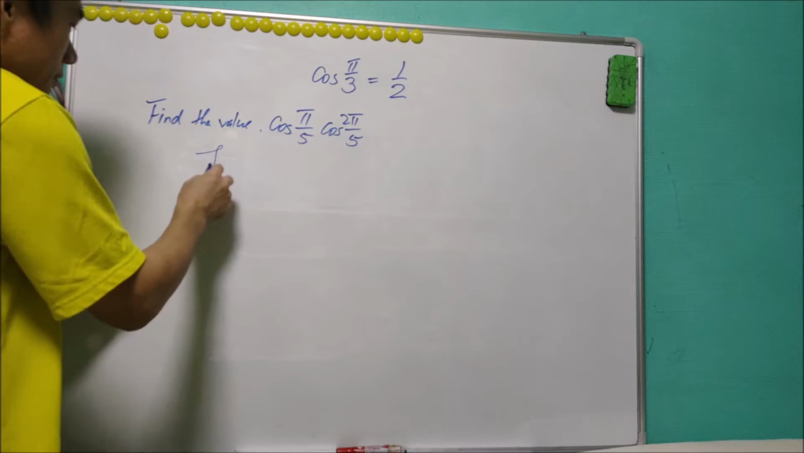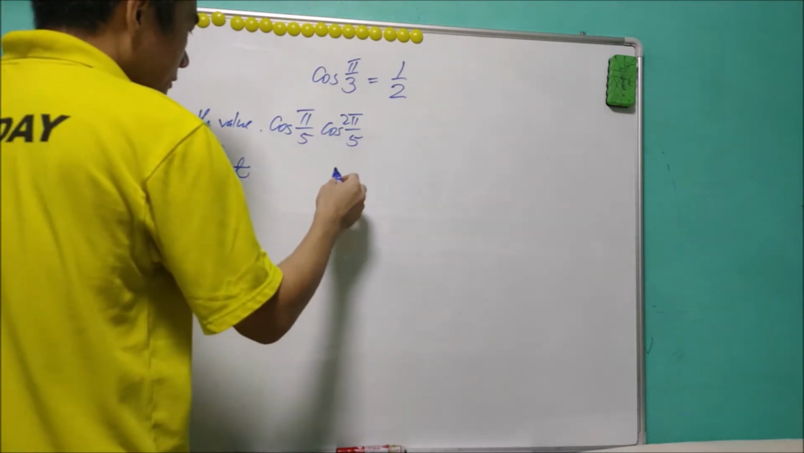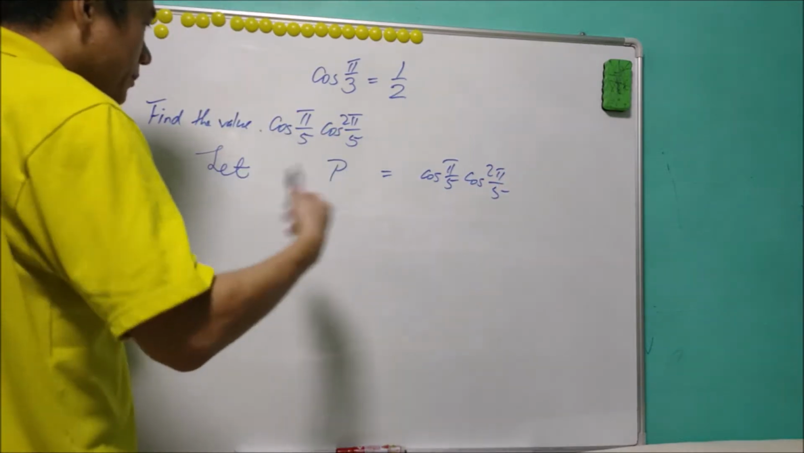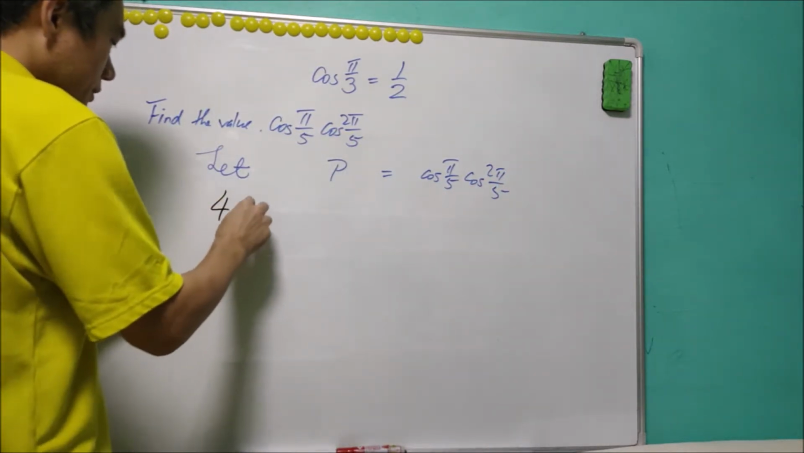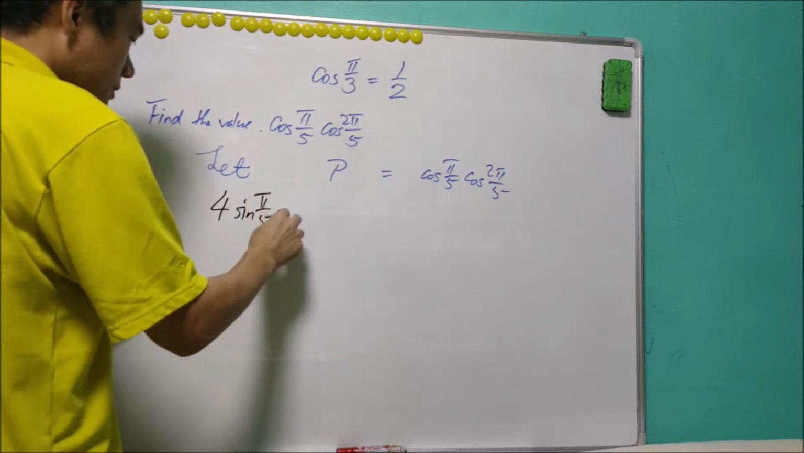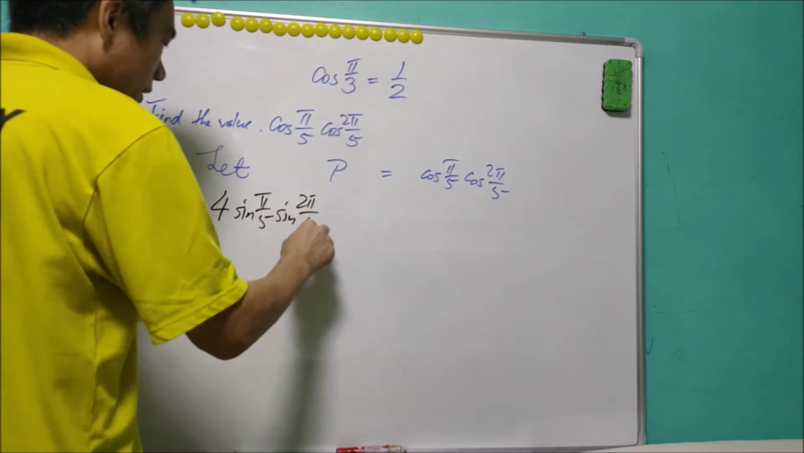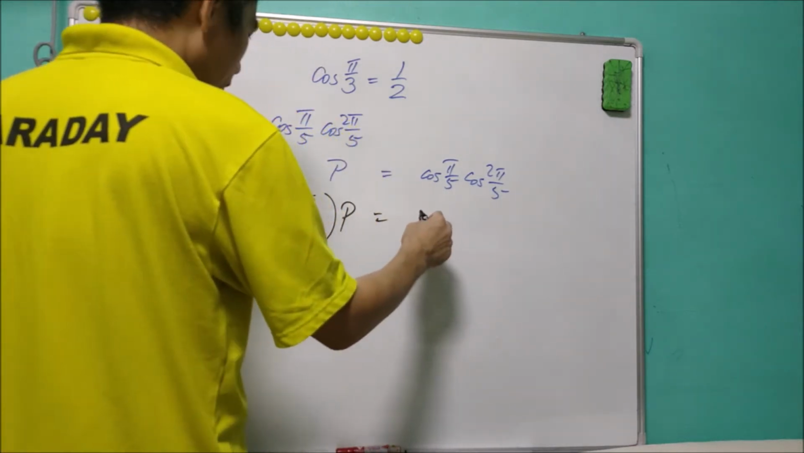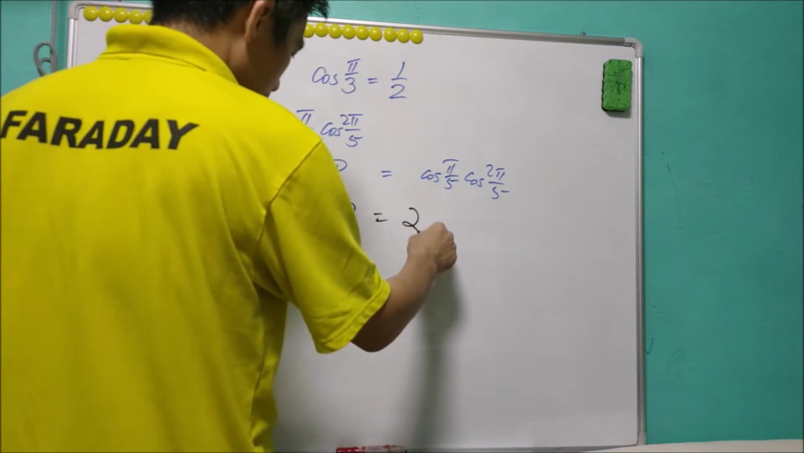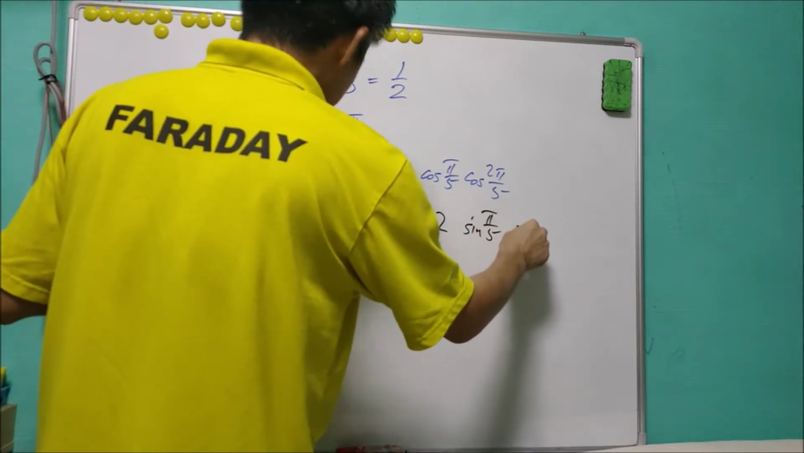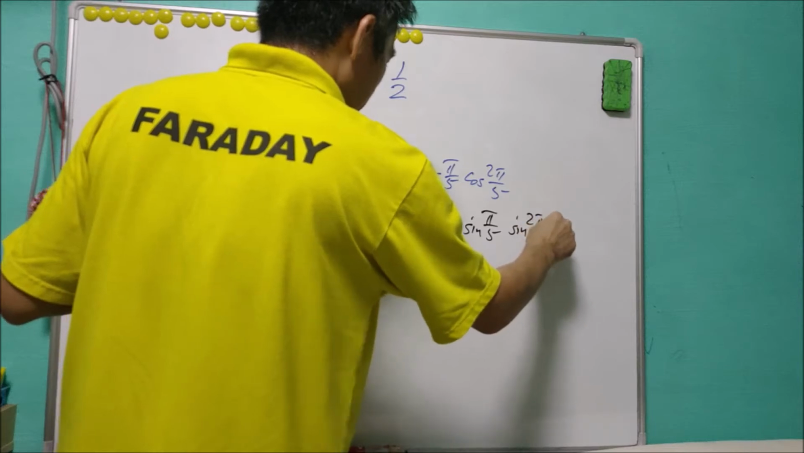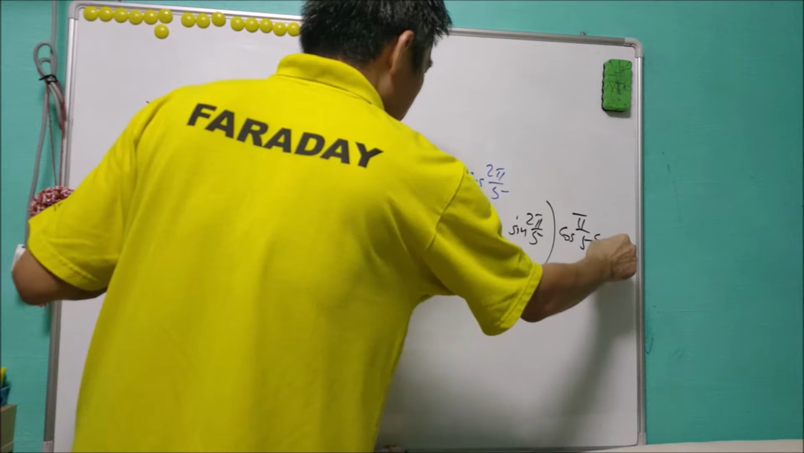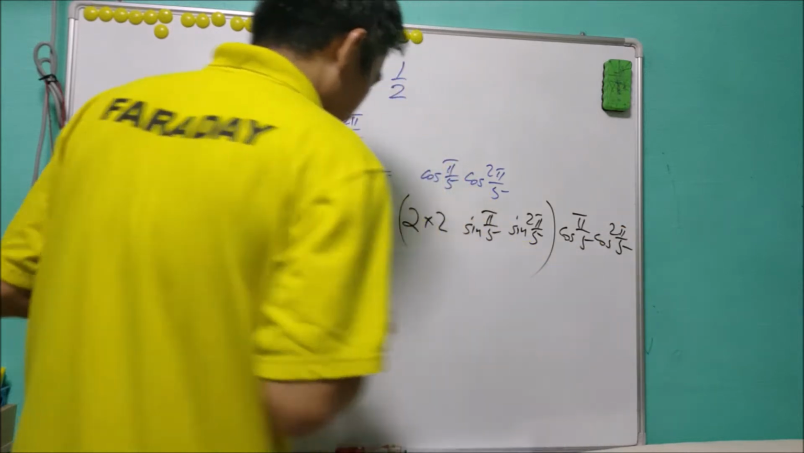One of the ways of doing that is we let this be p. And we can multiply both sides with 4 sine pi over 5 sine 2 pi over 5. For 4, I will write it as 2 times 2, so 2 sine pi over 5 and 2 sine 2 pi over 5, multiplied with cosine pi over 5 cosine 2 pi over 5.